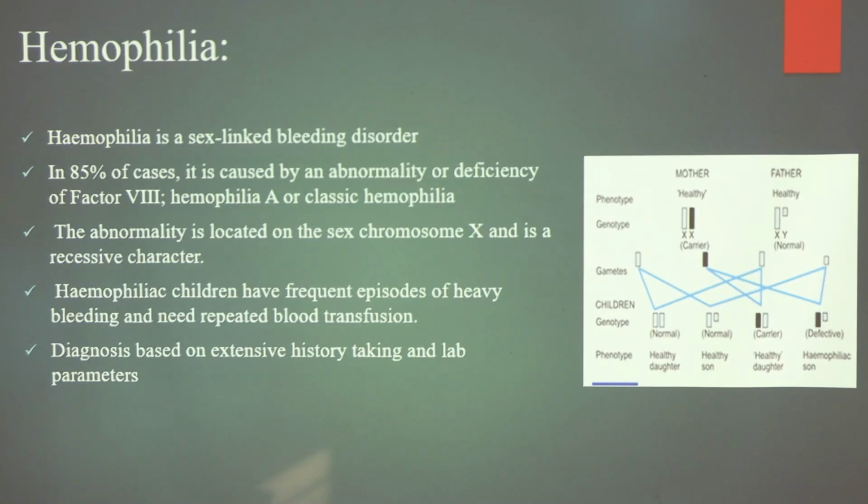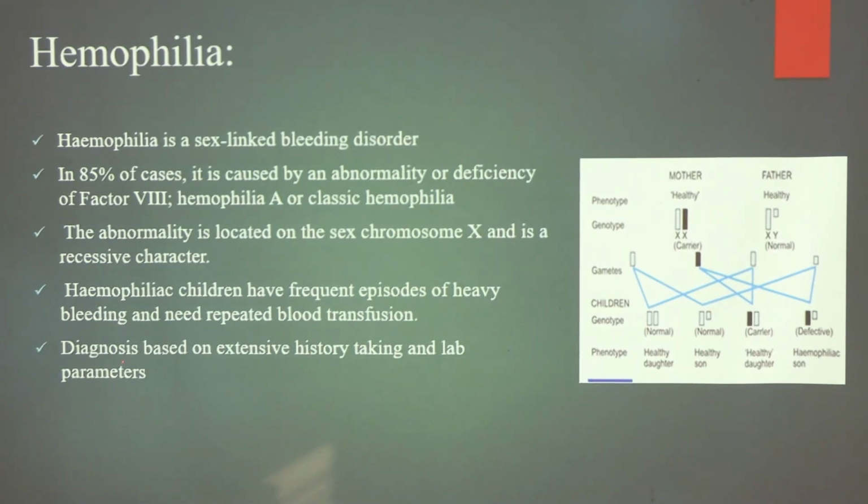So, what is hemophilia, okay? This is a genetic, sex-linked bleeding disorder. The abnormality is located on sex chromosome X, okay? In 85% of cases, it is because of deficiency of factor VIII. This is also called hemophilia A or classic hemophilia. We have another type, hemophilia type B, which is because of deficiency of factor IX, remember, okay? That is also called Christmas factor, okay?